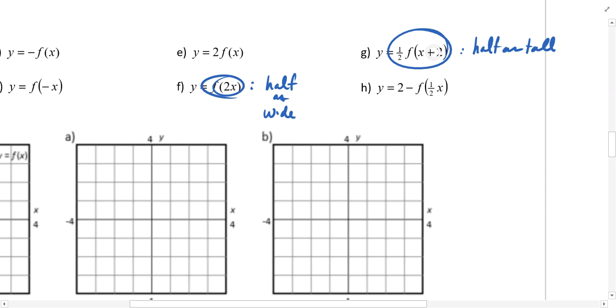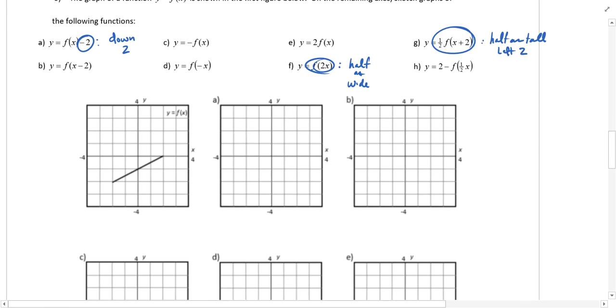The adding of 2 means that it's going to be a translation or a slide of some sort. The addition means to slide. It's on the interior, so we know it's a horizontal move, and because it's on the interior, it's the opposite of what we would expect. So this graph is going to be half as tall as normal, and it's going to be 2 steps to the left.